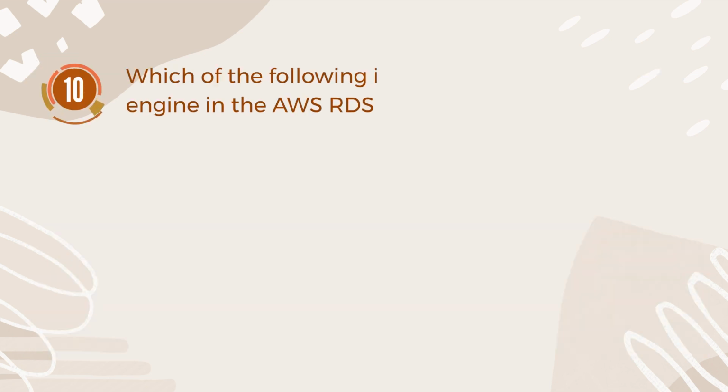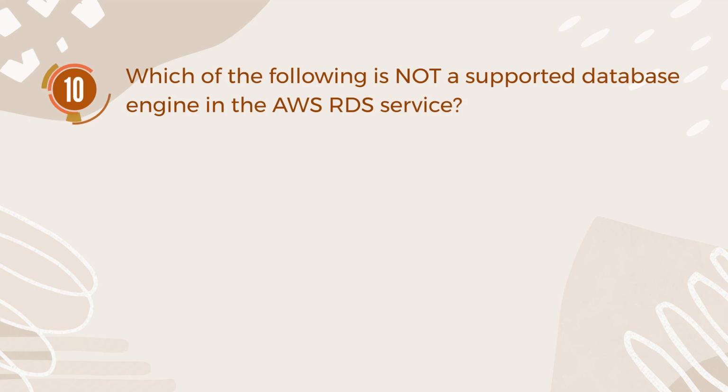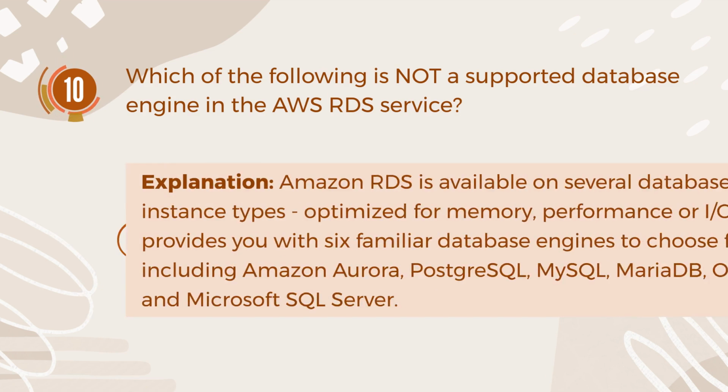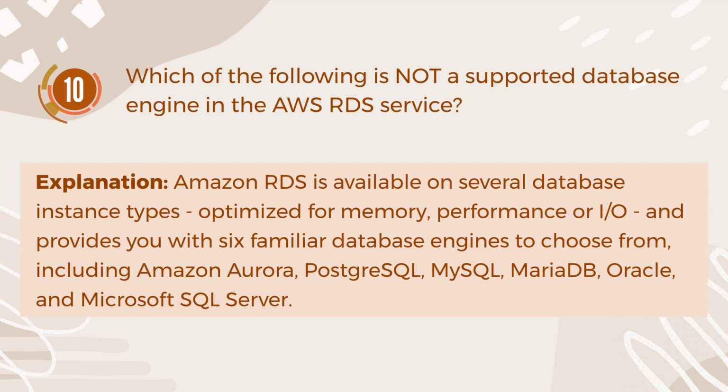Number 10. Which of the following is not a supported database engine in the AWS RDS service? A. MySQL. B. MariaDB. C. DB2. D. Aurora. The correct answer is C. DB2. Explanation. Amazon RDS is available on several database instance types, optimized for memory, performance or input-output, and provides you with 6 familiar database engines to choose from, including Amazon Aurora, PostgreSQL, MySQL, MariaDB, Oracle, and Microsoft SQL Server.